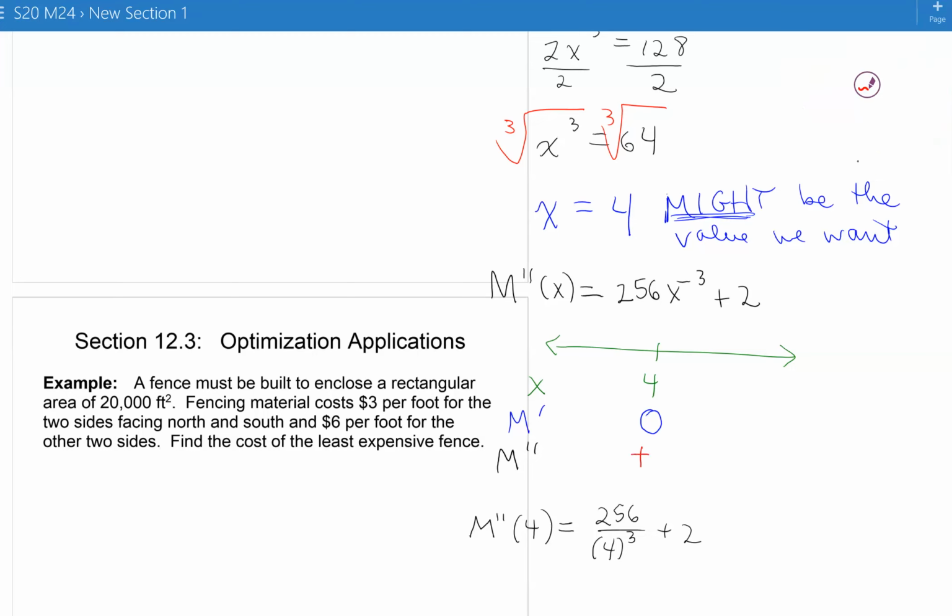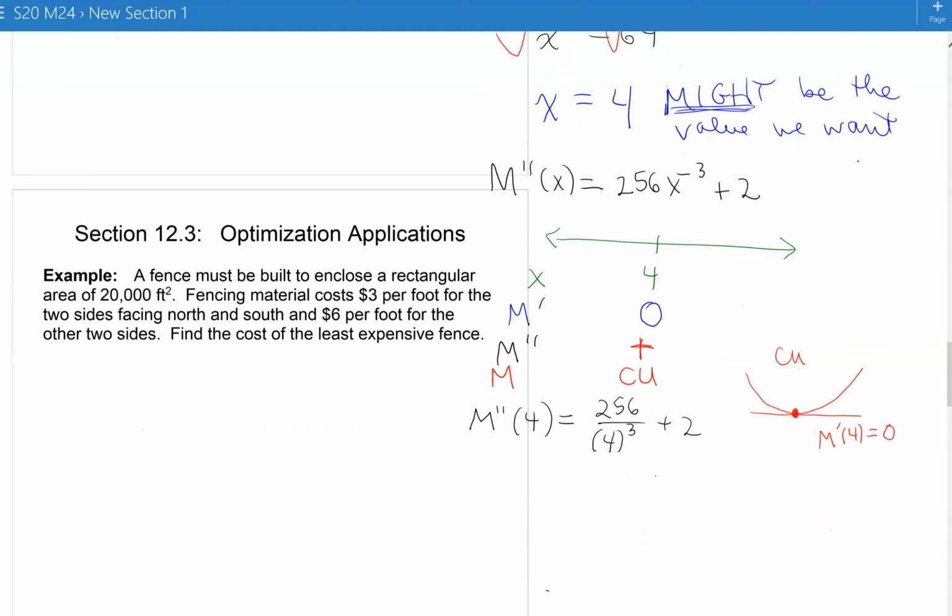So here's the scenario I have. The function is concave up. The first derivative is 0 here. M prime of 4 is 0, and I'm concave up. So when x equals 4, m has a local min. Now you've convinced me.